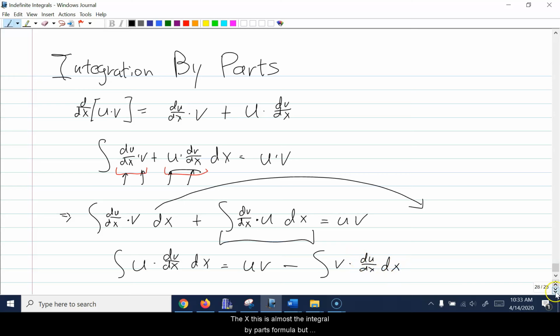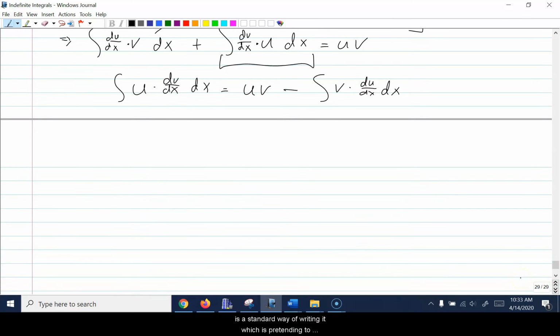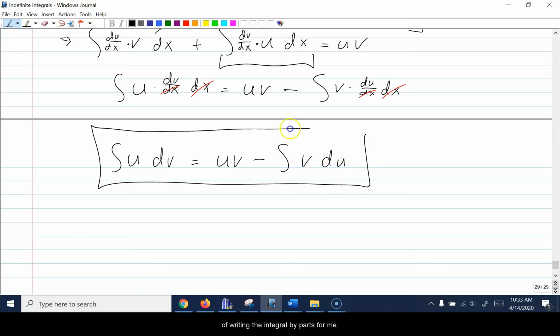This is almost the integral by parts formula, but there's a standard way of writing it, which is pretend the dx's cancel, which doesn't mean much. It's basically making dv act the same way it was in a substitution. I'll show you what that means in a second. This is the usual way of writing the integral by parts formula.